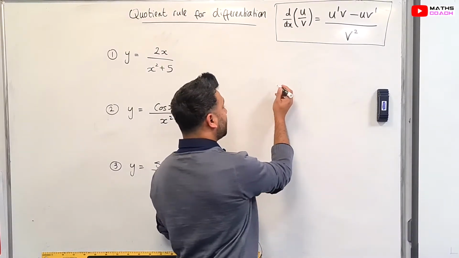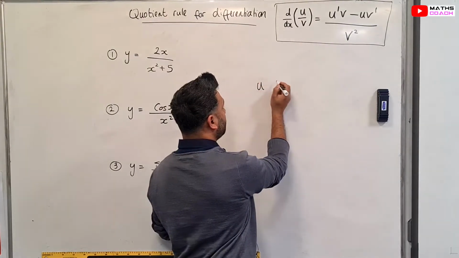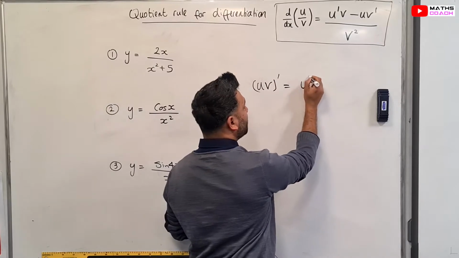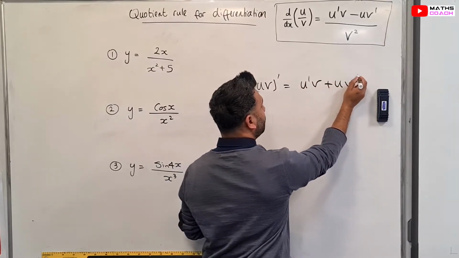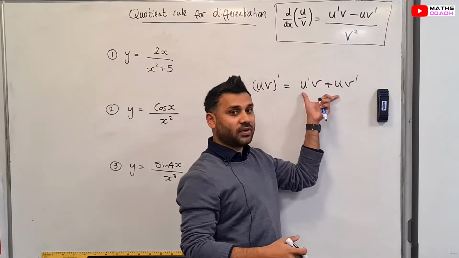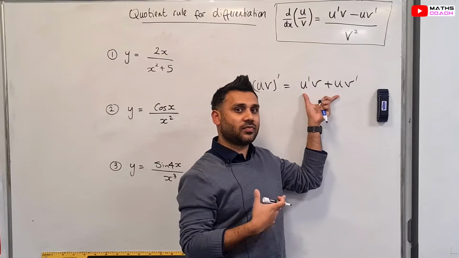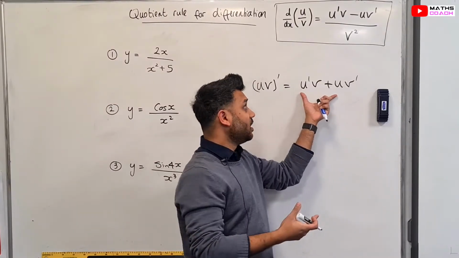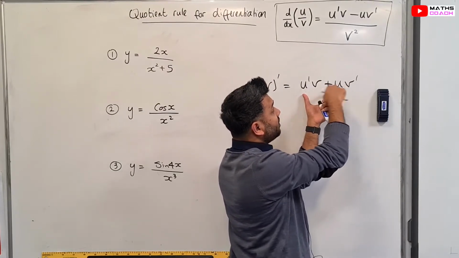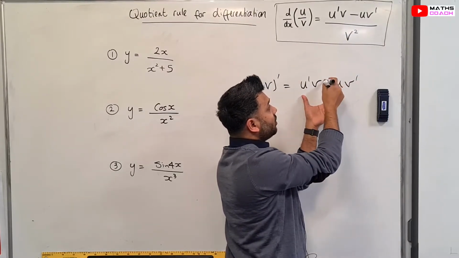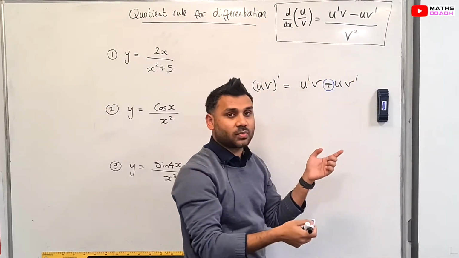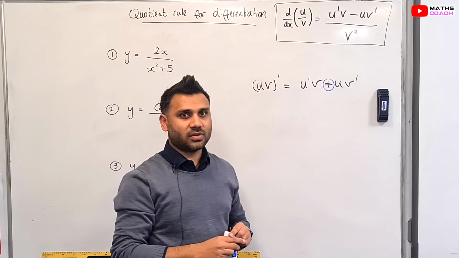But I prefer to write the product rule for differentiation as if you were differentiating uv, then I prefer to write it as u dash v plus u v dash, whereas in the formula it's done the other way around. The reason why I prefer it this way is because it makes it easier for me to remember the quotient rule. The quotient rule for differentiation, as you can see above, follows the same pattern as what I have here, but instead of a plus sign, we have a minus sign, and all I have to do is divide it by v squared, and then I have the quotient rule for differentiation.